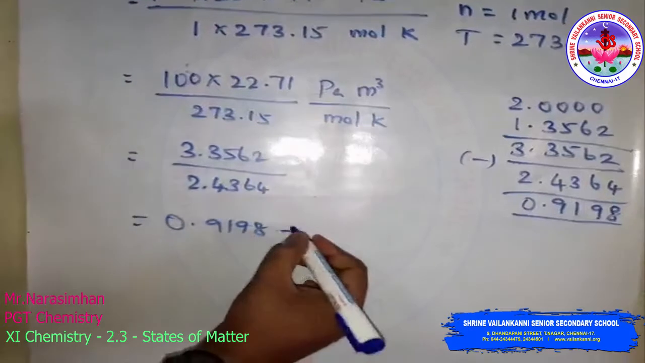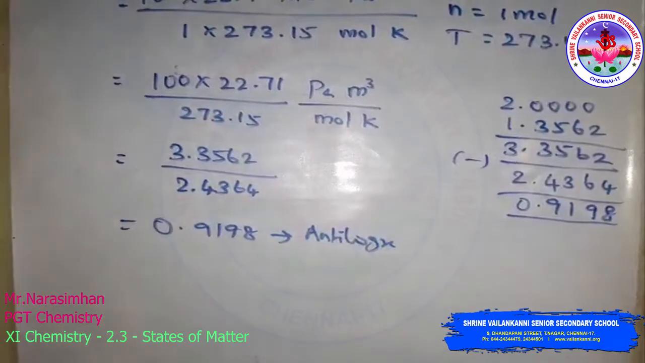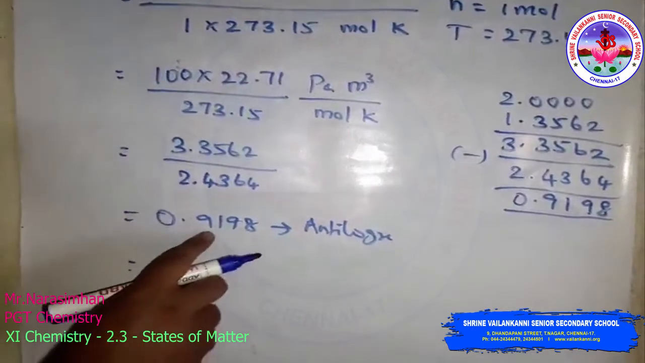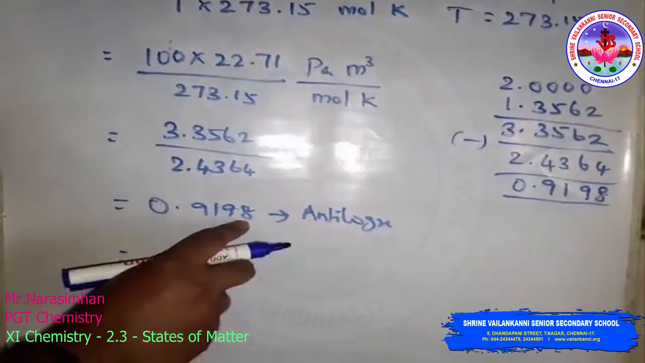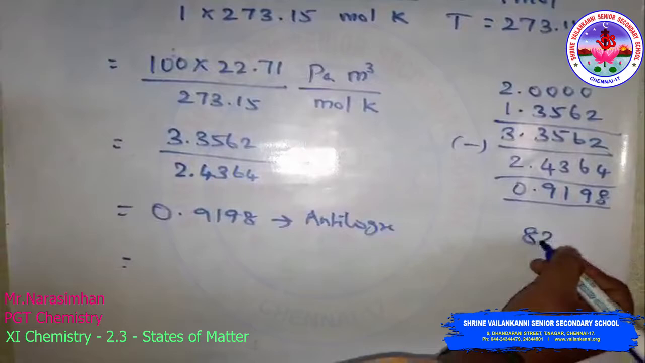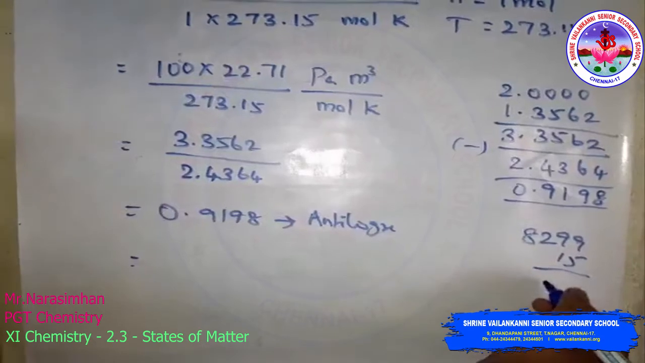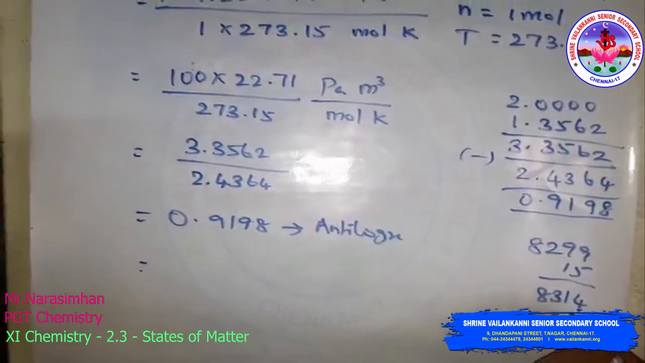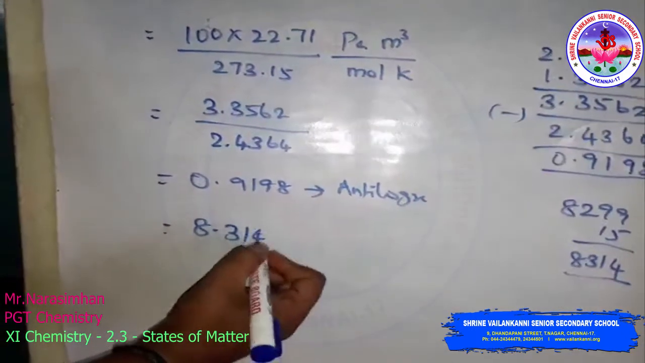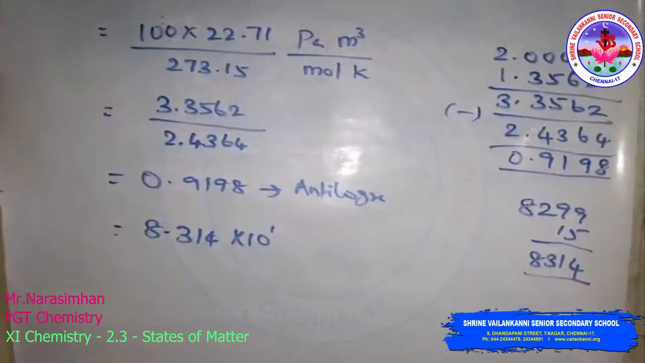0.9198. Then you have to take this value for anti-log. So that anti-log value is what? This 0.91 row 9, and the mean difference is 8. So you will be getting that value is 8299. The mean difference is 8. So the mean difference is 15. So you will be getting 8314. So this is the value. So 8.314 into 10 power 1. Just simply you can write it like this, 10 power 1.